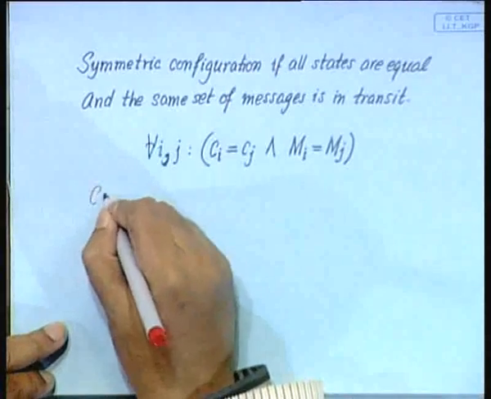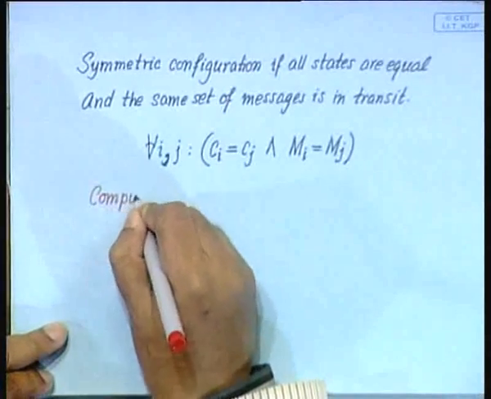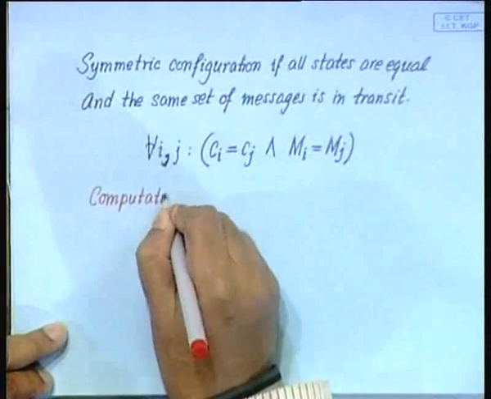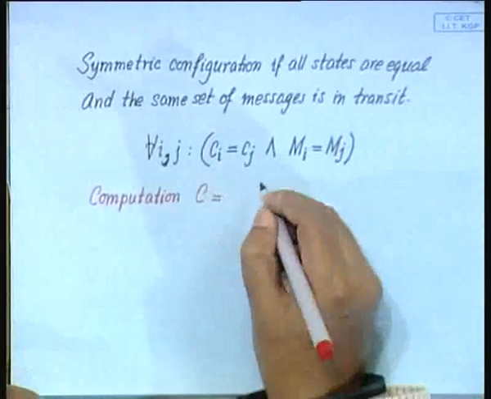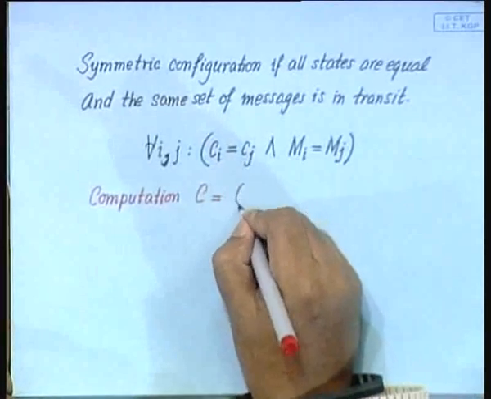Are you getting? We are not talking about possibility at all. We are just defining that state is called a symmetric configuration. All right, that state is called a symmetric configuration. Okay. Now, a computation C is a sequence of configurations.